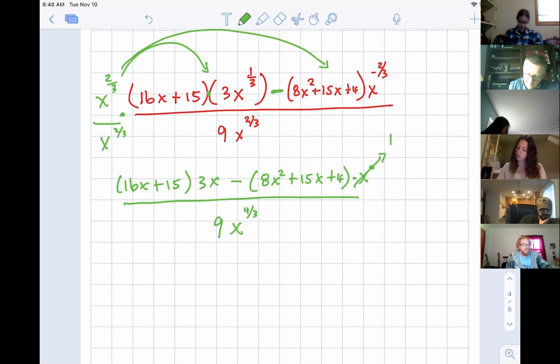Because you end up setting it to 0 anyways, right? Exactly. I'm going to set it equal to 0 anyway. So I kind of only care about the top. So I'm just trying to get the top to be nice.